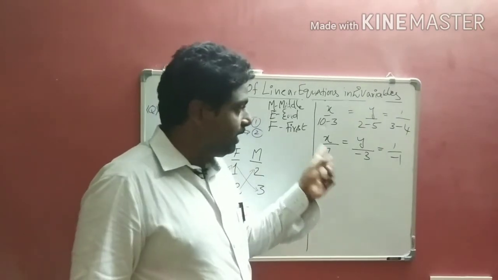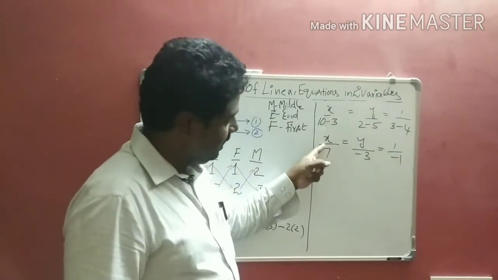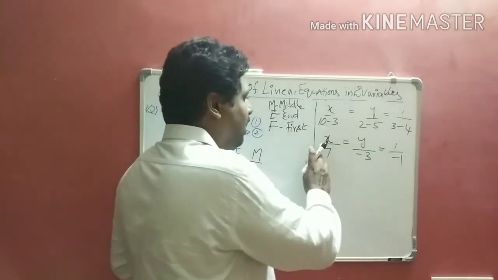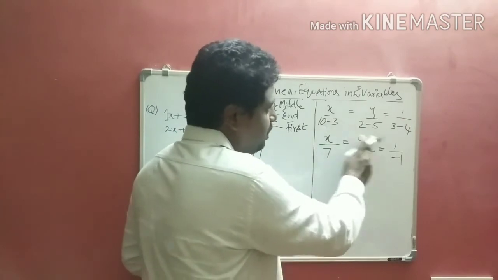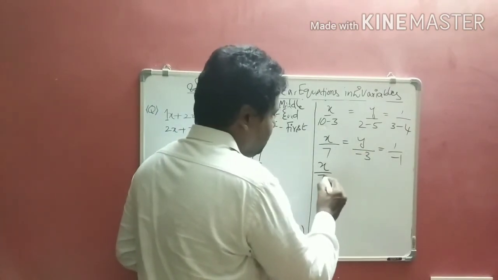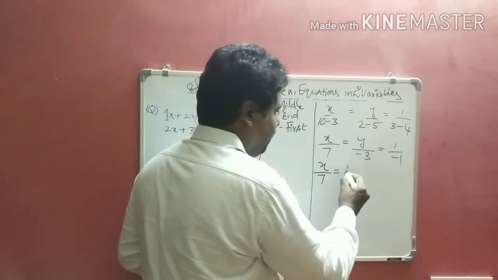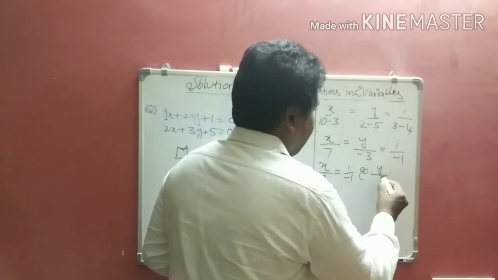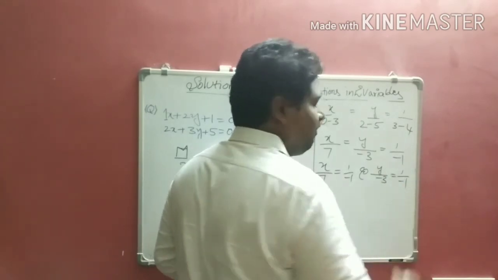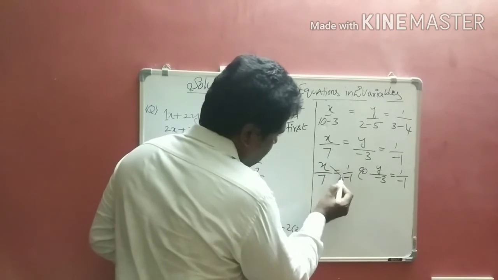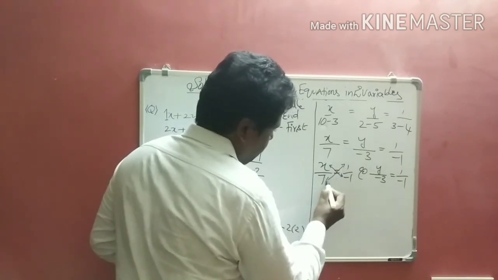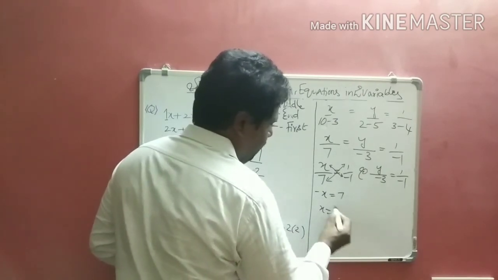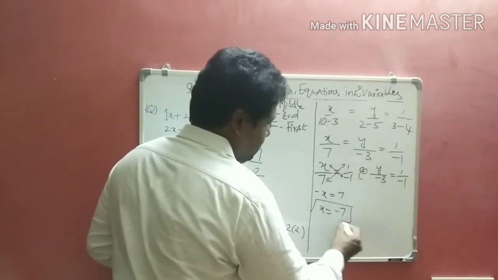Now we want the values of x and y separately. Here we have the equation x by 7 is equal to y by minus 3 is equal to 1 by minus 1. To get the value of the variables, make each variable equal to the constant. So we want x: x by 7 is equal to 1 by minus 1, which is minus 1. Now cross multiplication takes place. x into minus 1, minus x is equal to 7 into 1, 7. So x is equal to, multiplying by minus on both sides, minus 7.